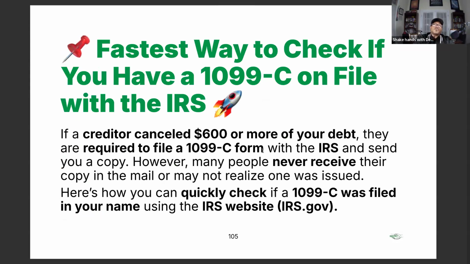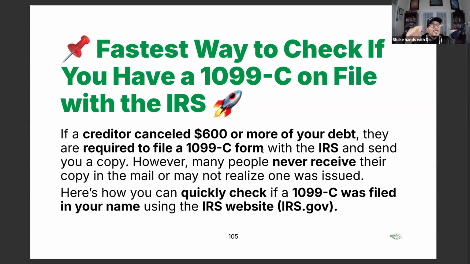All right, the fastest way to check. Let me tell you how we're going to check for this thing. The fastest way to check to see if you have a 1099-C. Of course, if they've already mailed you one or you know for a fact, you just pull it out. You're like, I think I did get a different form. A lot of times we think of a 1099 when you're a 1099 employee, but this is a 1099-C, a cancellation of debt.